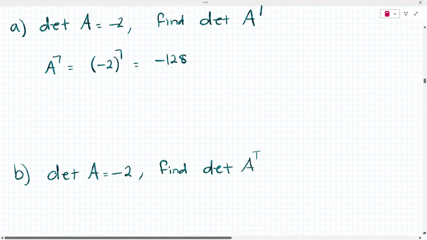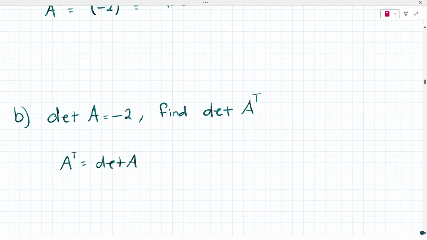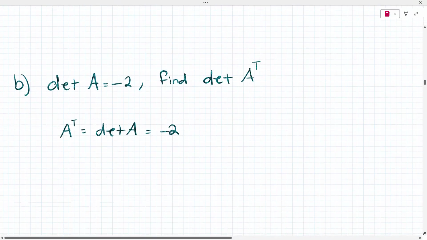B, the determinant of A equals -2. Find the determinant of A transpose. So the determinant of A transpose is equal to the determinant of A, which equals -2. That's it, because that was that one rule we talked about. So the determinant of A transpose is equal to the determinant of A. So it's basically -2. Okay.